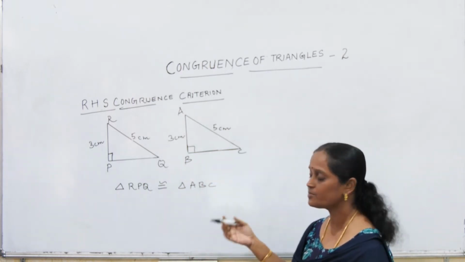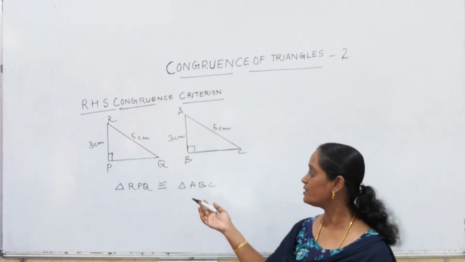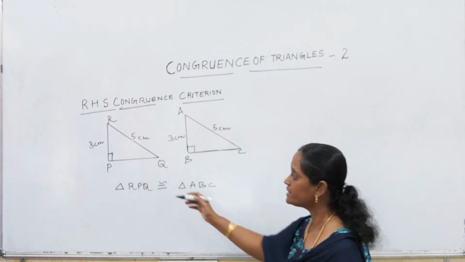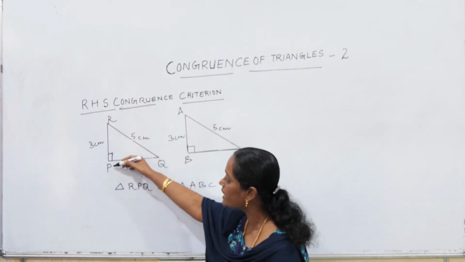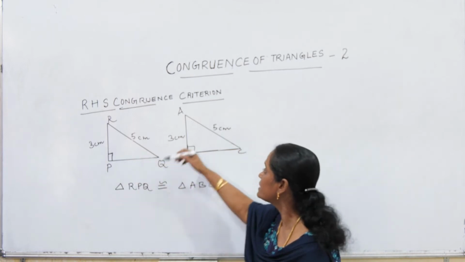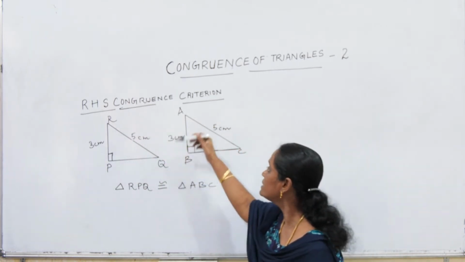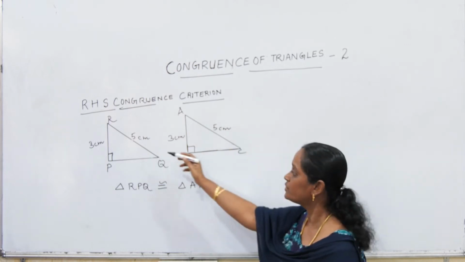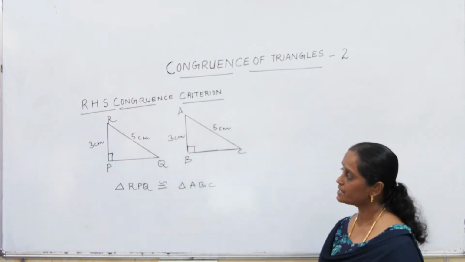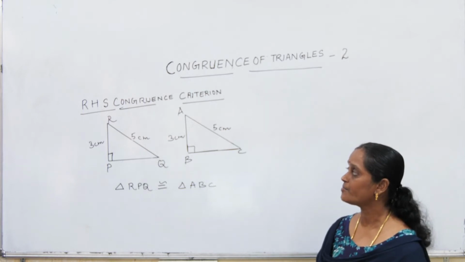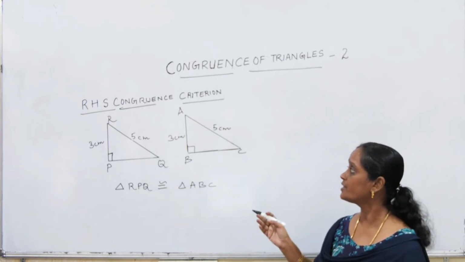Right angle triangle, in this one angle will be a right angle and it will be equal. Next, two of its sides: one of the sides, that is PR or RP, is 3 cm, here AB is 3 cm, and the hypotenuse RQ is equal to AC here. Both are 5 centimeter. So we can say that these two triangles are congruent by the RHS congruence criteria.